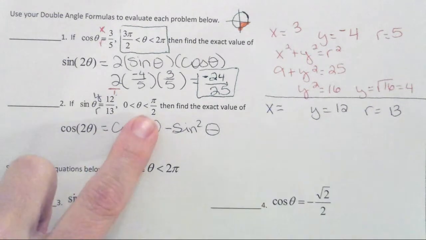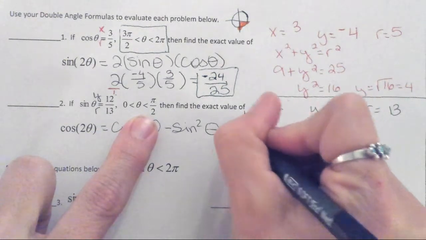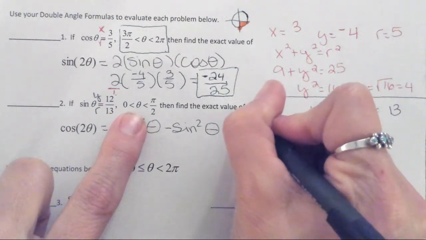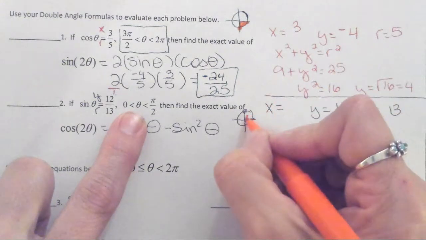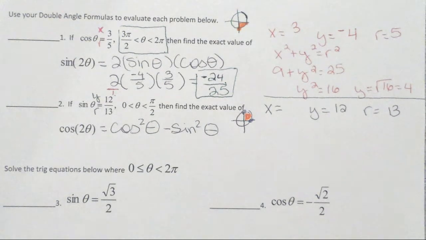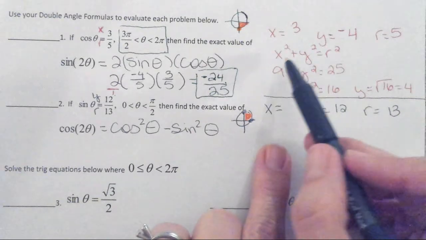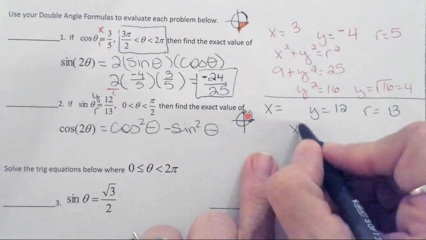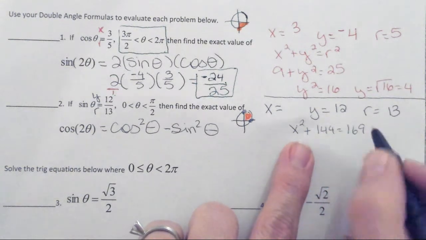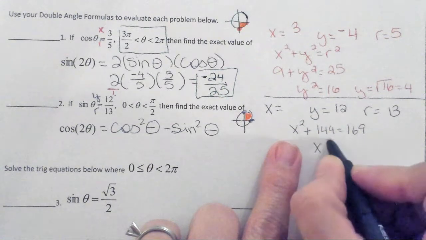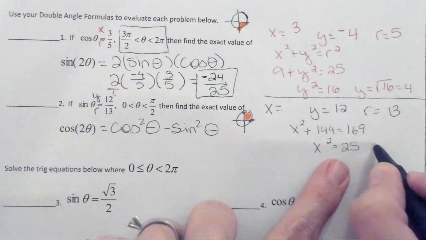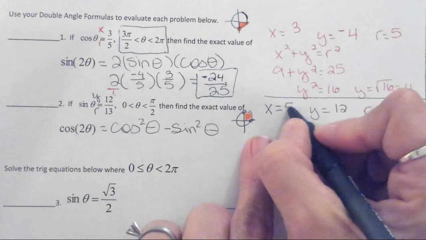Before I go find x, I'm going to pay attention to my quadrant again. So I'm going to draw myself a little circle just like we did last time. And they tell me that my theta is between 0 and pi over 2, which puts me in quadrant 1. In quadrant 1, everything is positive. So whenever I get my x, it's going to be a positive answer. So we're going to use that same formula that we used up here. We're going to have x squared plus y squared equals r squared. I'm going to subtract 144 from 169. And 169 take away 144 is 25. So x equals a positive 5.